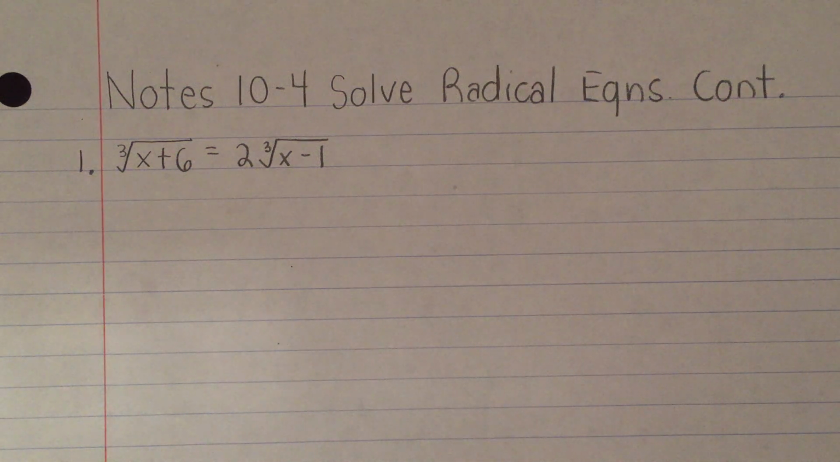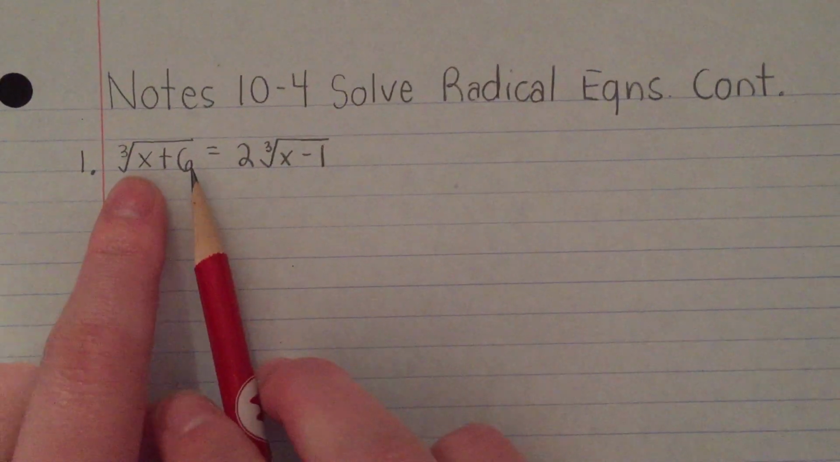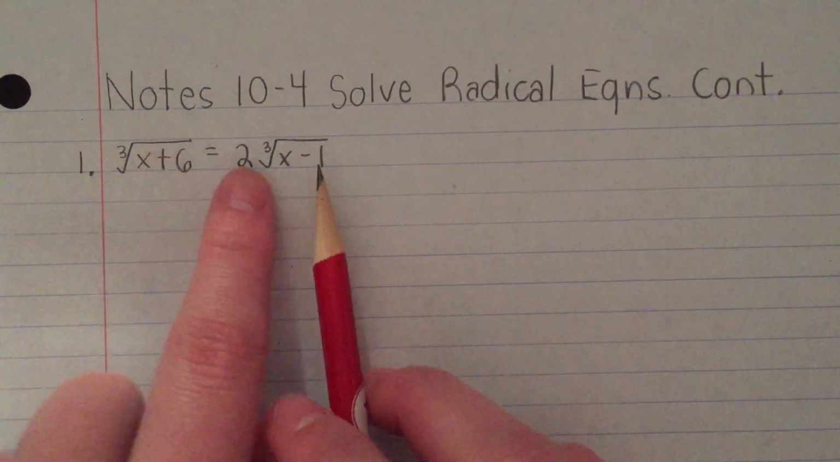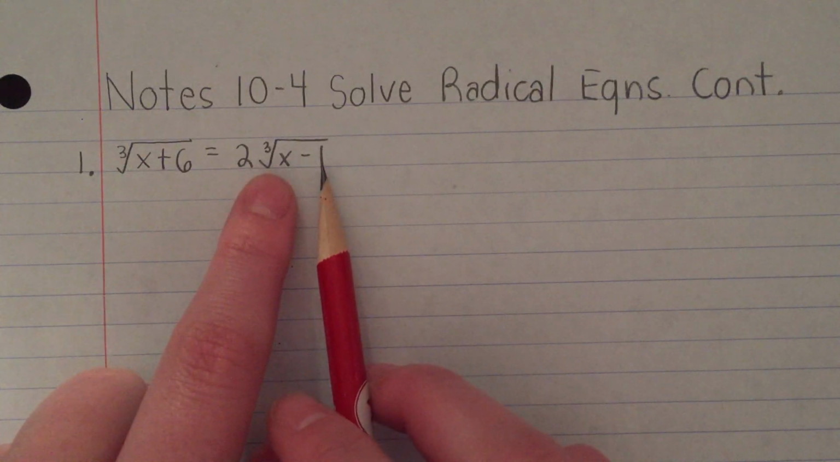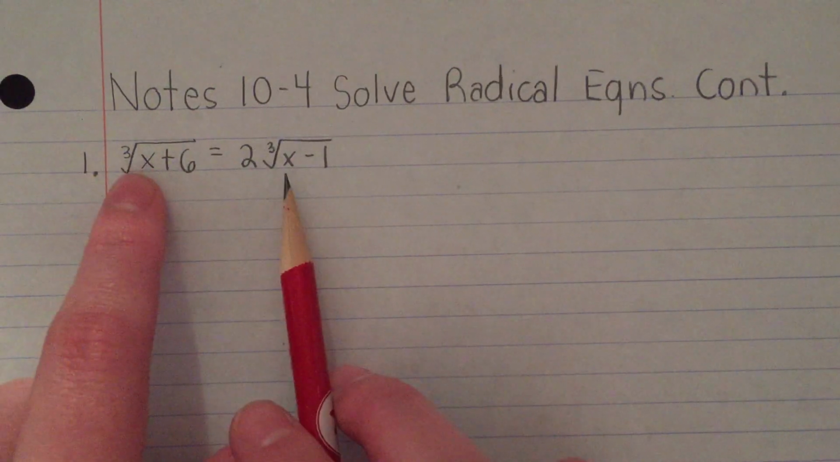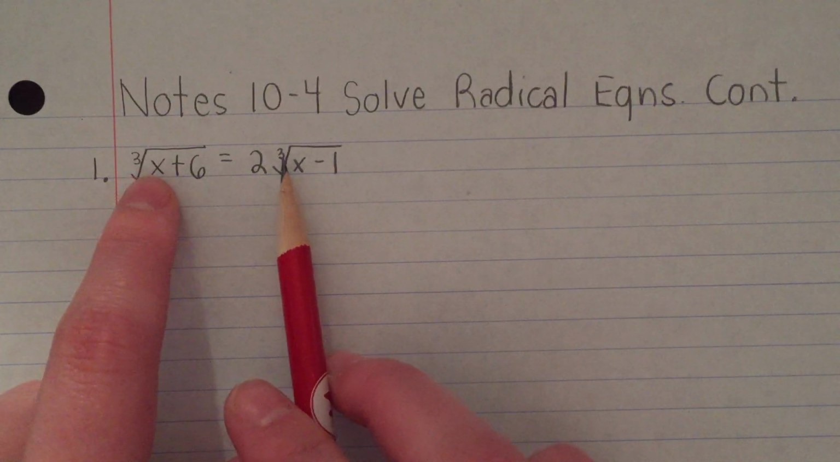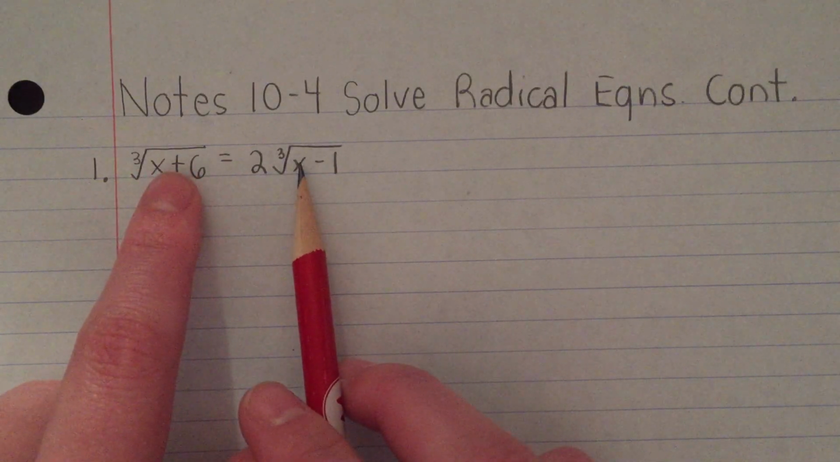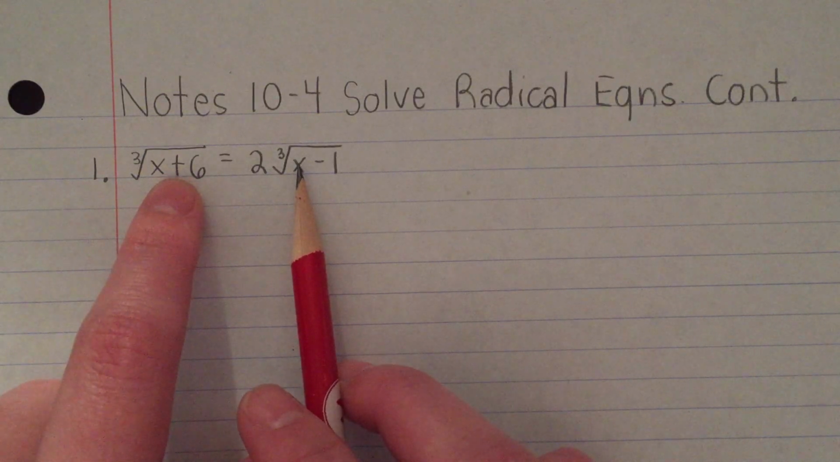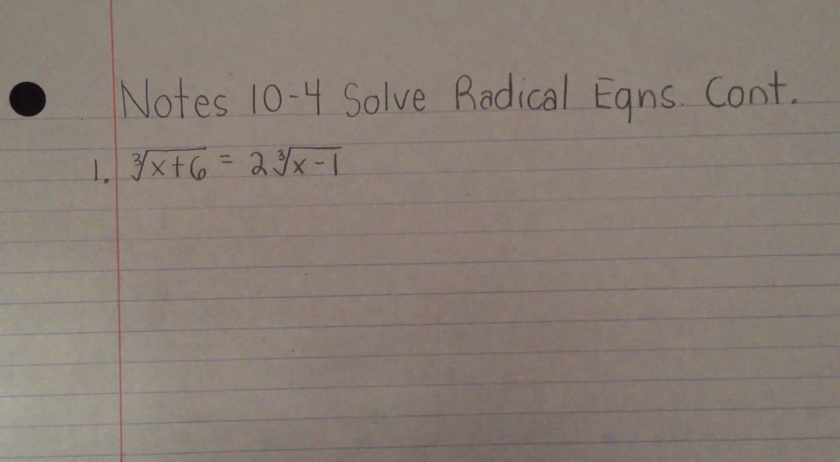All right, today we're looking at other types of radical equations. So on example number 1, you'll notice I have a cube root of x plus 6 equal to 2 cube root of x minus 1. If I've got two roots that are the same type of root, same index here, on either side of the equal sign, to solve, you're still raising both sides to the power of the index.